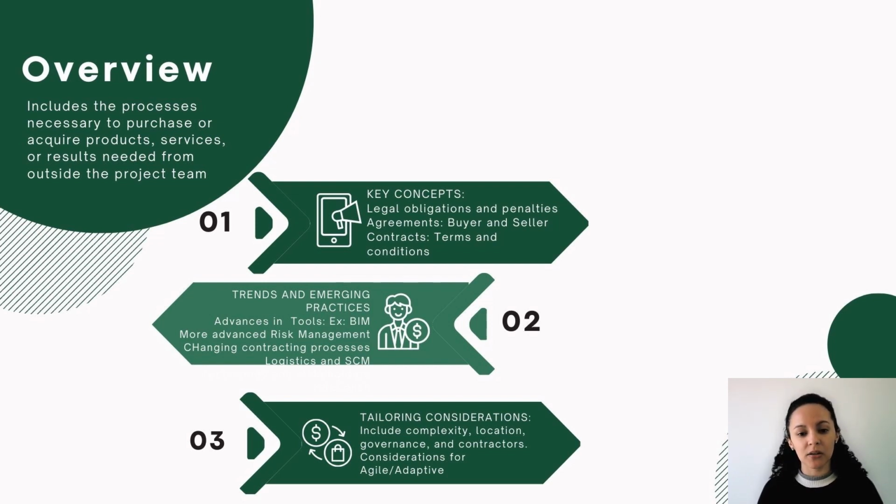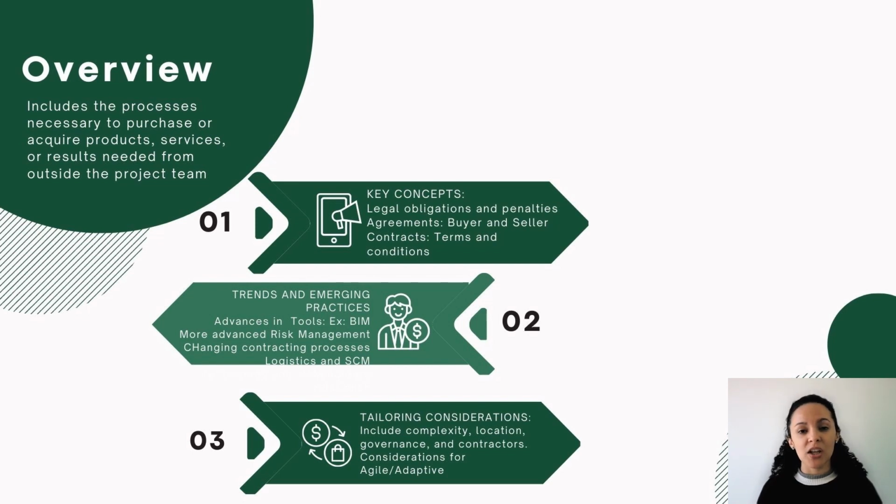These key concepts include legal obligations and penalties, the responsibilities that the buyer and seller should have, the terms and conditions that this agreement or contract should have, and the deliverables and results that are expected. As technology advances, trends and emerging practices are becoming important here. One of these is the Building Information Model software, BIM, that is used to improve the details that the agreements should contain. We have to take into account some risk management information in these contracts.